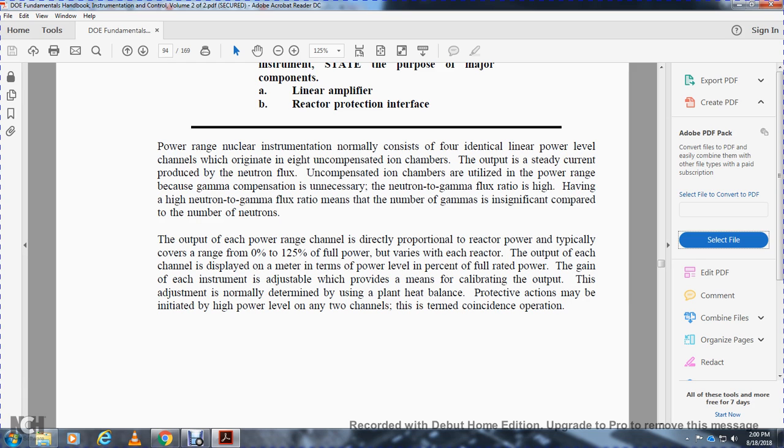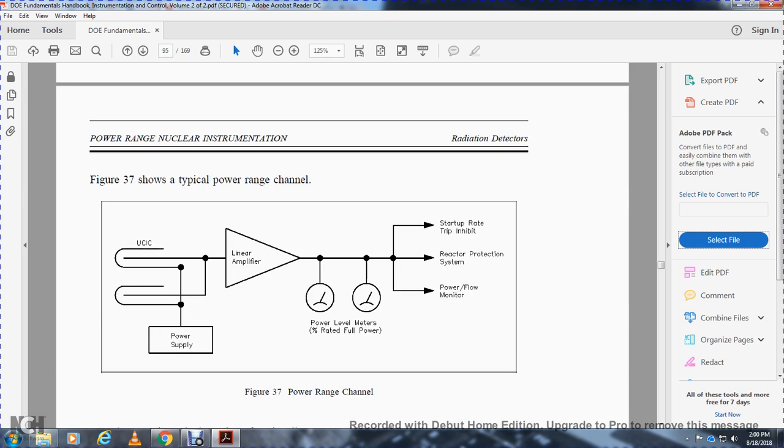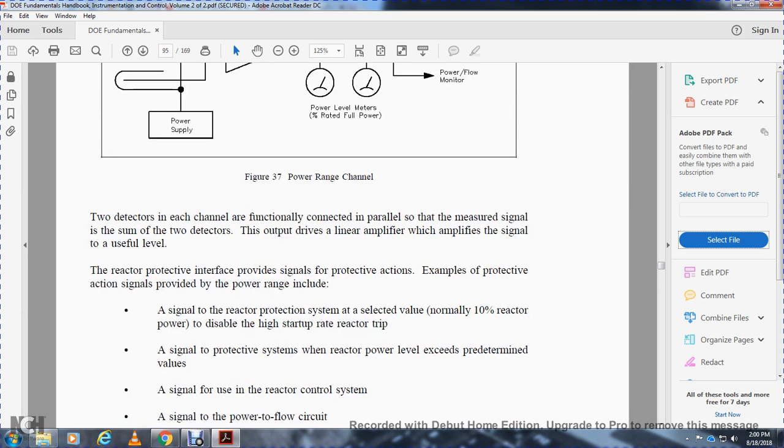Protective actions may be initiated by a high power level on any two channels, within two coincident operations. The power range channel has a power supply, a linear amplifier, power level meters, the startup rate, a trip and inhibitor, the reactor protection system, and a power flow monitor. Each channel is functionally connected to a pair of detectors and measures the sum of the two detectors. The output drive of the linear amplifier amplifies the signal to a useful level for the reactor protective interface to provide the signal for protective action.